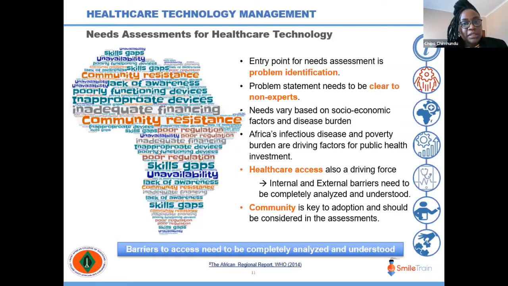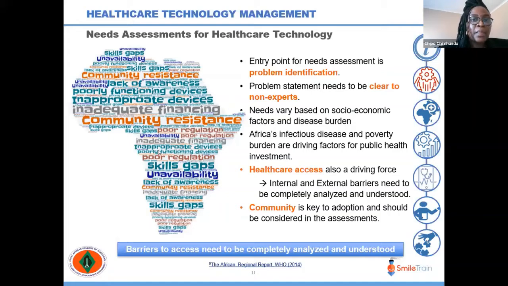In Africa, of course, our needs vary from region to region, country to country, depending on socioeconomic factors. For example, for us in Zimbabwe, our needs are very different from the needs of South Africa. We are both in the same continent, but South Africa may have more medical device development activity than we do in Zimbabwe. So we need to make it clear that we are solving problems for our context, for our disease burden, and to make sure that we are not causing a disruption to the whole healthcare system when we're defining our needs.